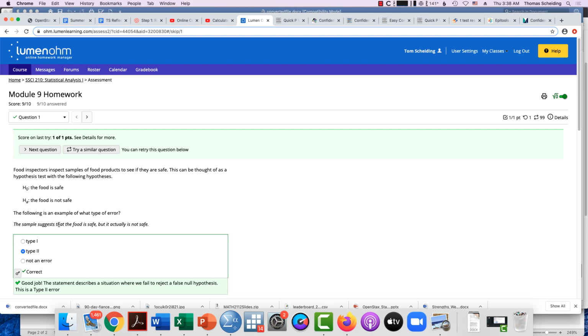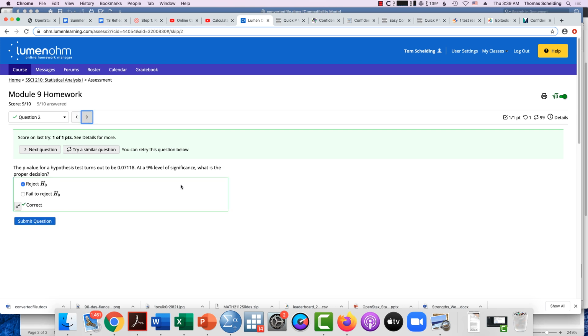The sample suggests that the food is safe, but it's actually not safe. So the null hypothesis is not true, and we're actually saying that it is true. So it would be a type 2 error. So that's definitional.